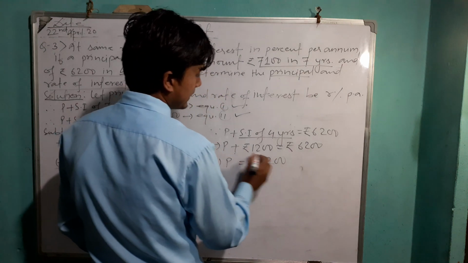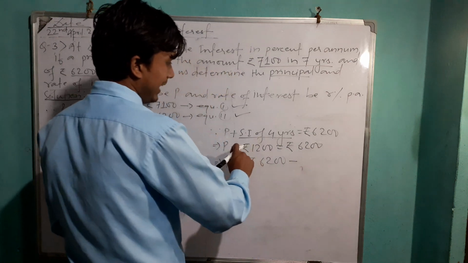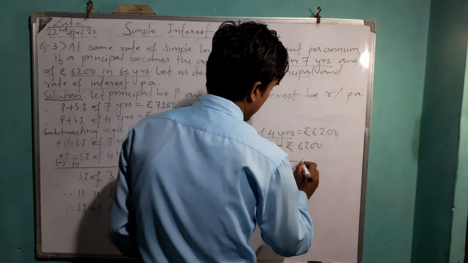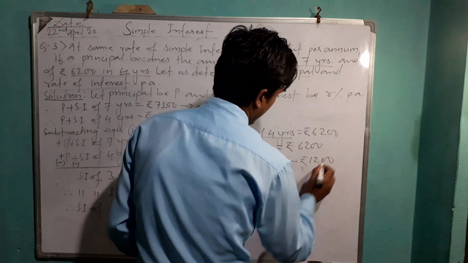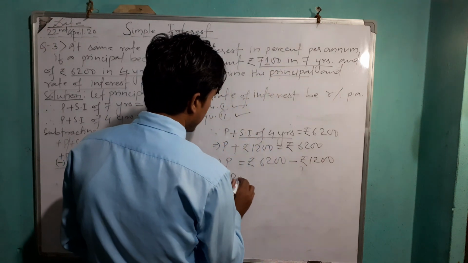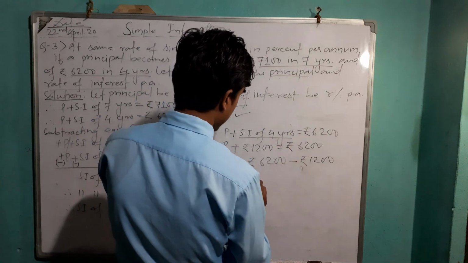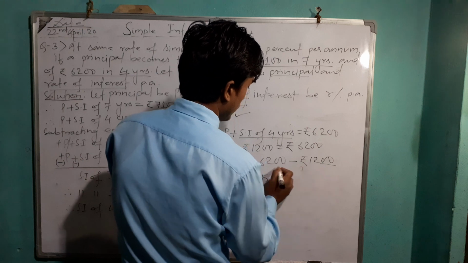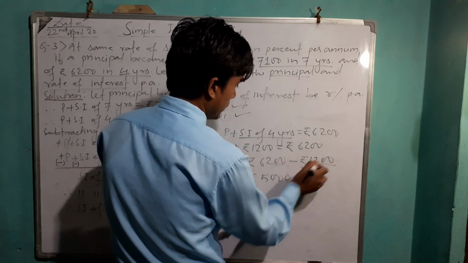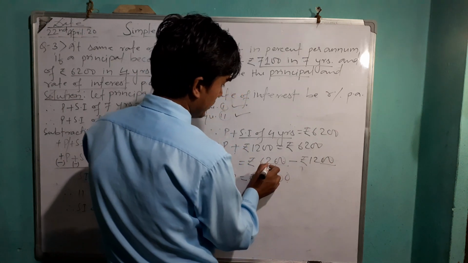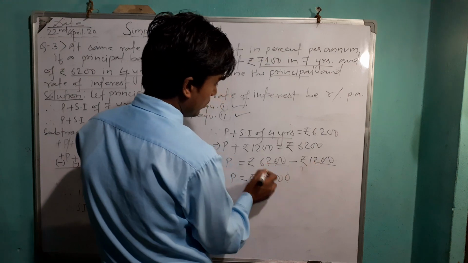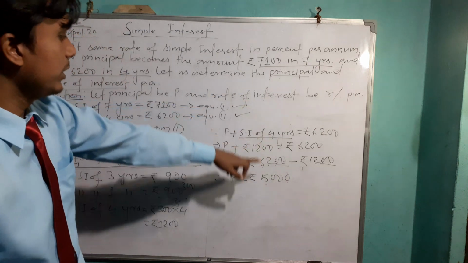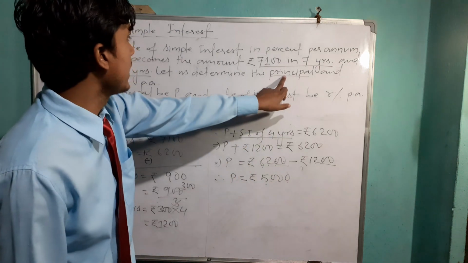Now P equals rupees 6,200. Here we have a plus sign, this will turn into minus because we are taking it from the left hand side to the right hand side. So it is rupees 1,200. Therefore principal equals, if we subtract here, rupees 5,000. How? 0 minus 0, 0, 0 minus 0, 0, 2 minus 2 gives 0, and 6 minus 1 gives 5. So the first answer we have got is the principal, 5,000.